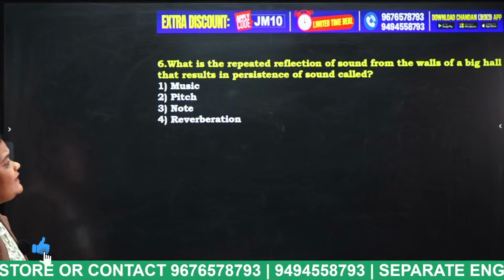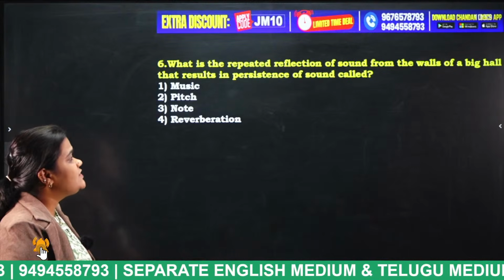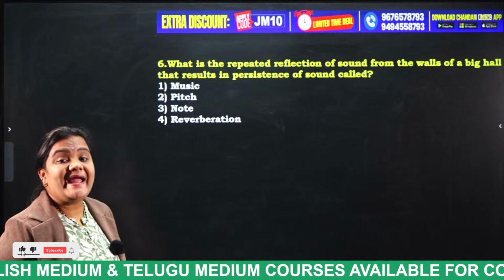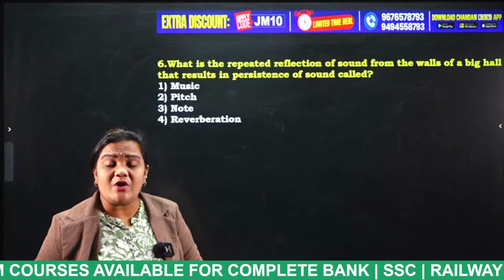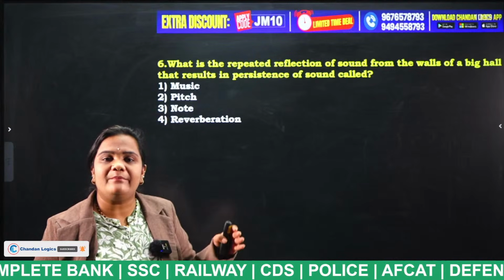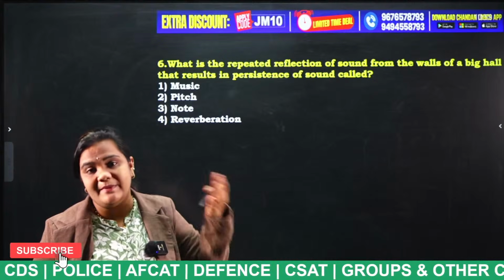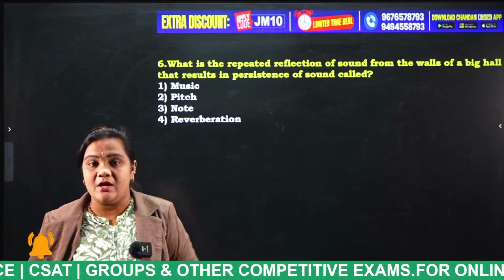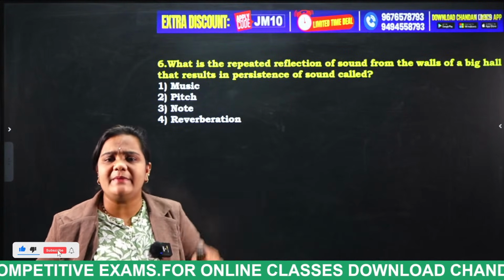What is the repeated reflection of sound from the walls of a big hall that results in persistence of sound: music, pitch, note, or reverberation? I have already explained this concept many times. Echo means what, students? A single reflection of a sound, we call it an echo. For example, if I go on a mountain and shout hello, the same reflection will be heard by me when it reaches a distance of 17.2 meters. That term we call what, students? Echo. And what do you mean by reverberation?